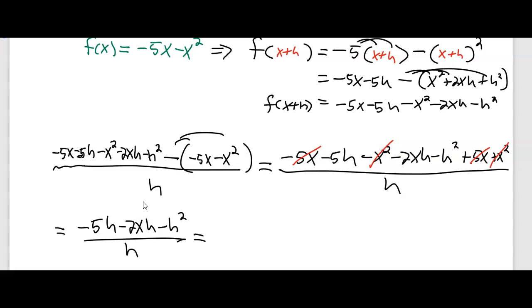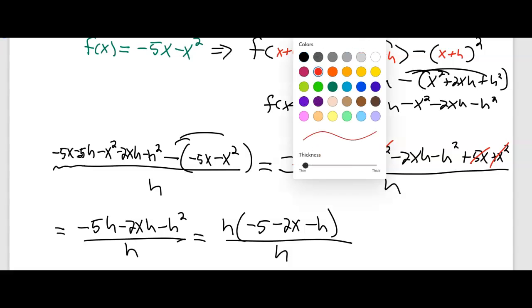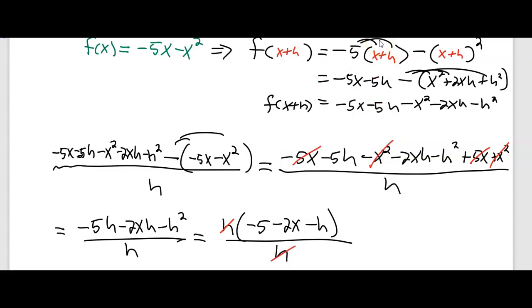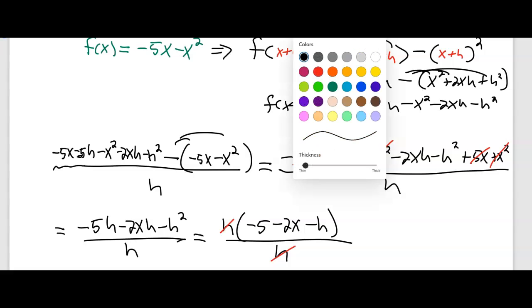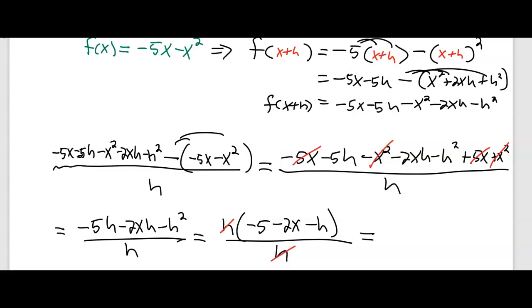So the safest step is to factor out the h in the numerator, which is just dividing by h. And then you can reduce these h's. Now an h divided by h is 1. So these reduce to 1, whereas in the previous steps they were reducing terms to 0. These are factors reducing to 1. Okay. Final answer, negative 5 minus 2x minus h. This is the difference quotient of the given function.